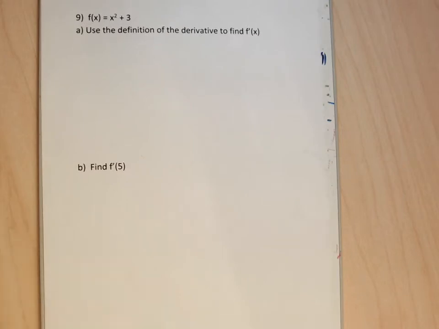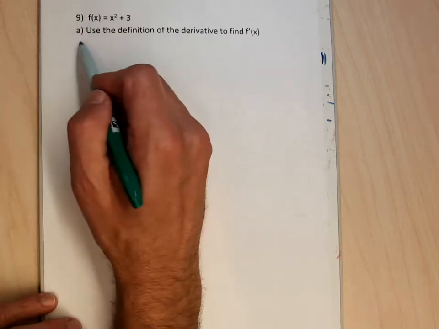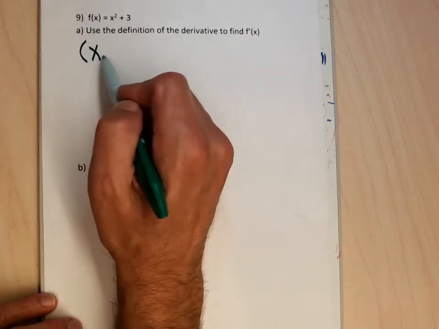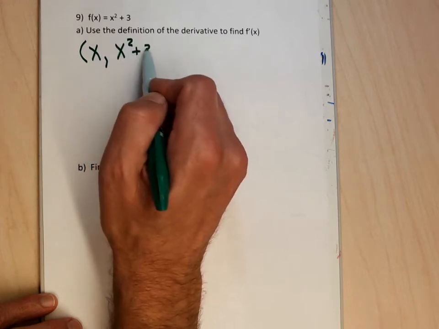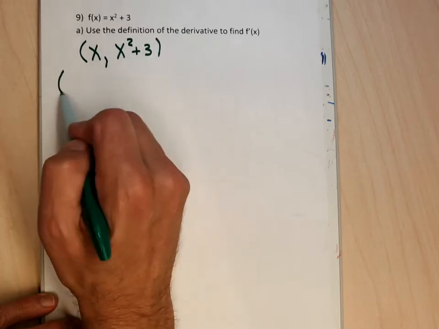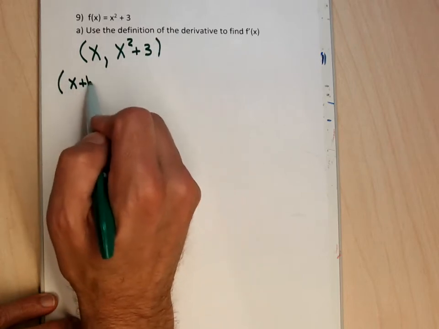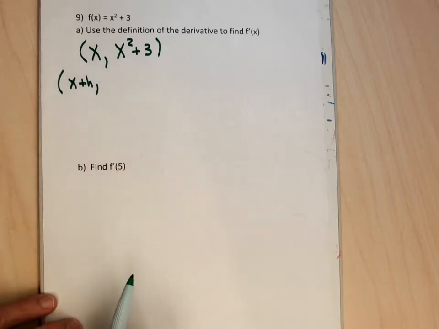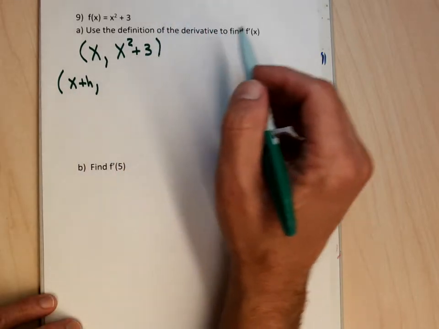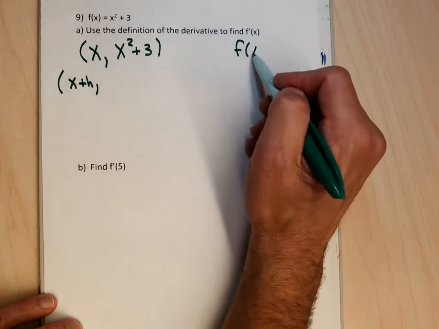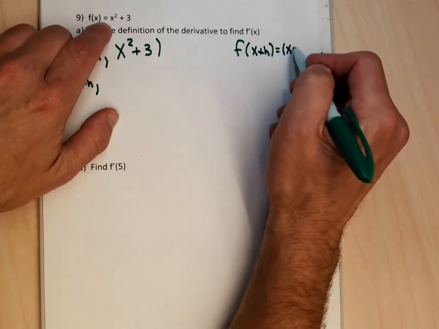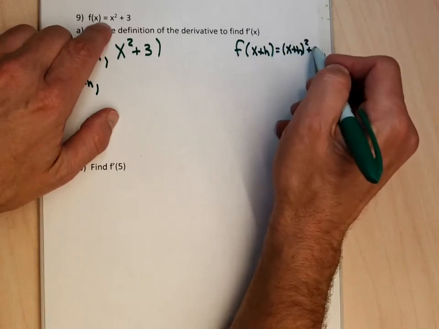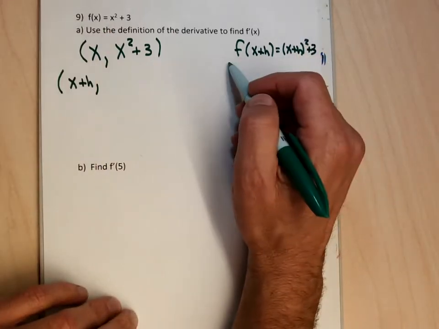Nine wants me to use the definition of a derivative to find the derivative. And I need to create 2 points. The first point is going to be x, comma, and then just whatever the function is, in this case x squared plus 3. The second point is going to be x plus h, comma, whatever you get when you plug in x plus h into the function. So I need to find f of x plus h. F of x plus h is going to be that x changed to x plus h, so x plus h squared plus 3. I did this a ton in the videos.